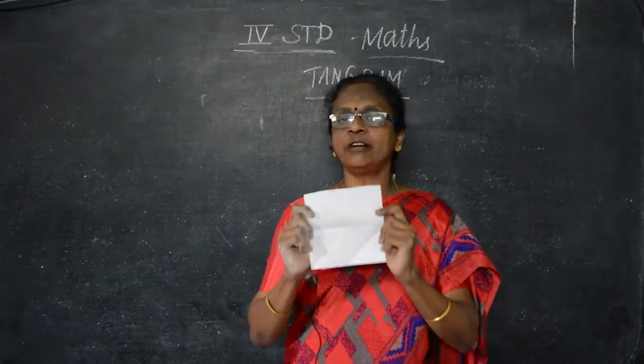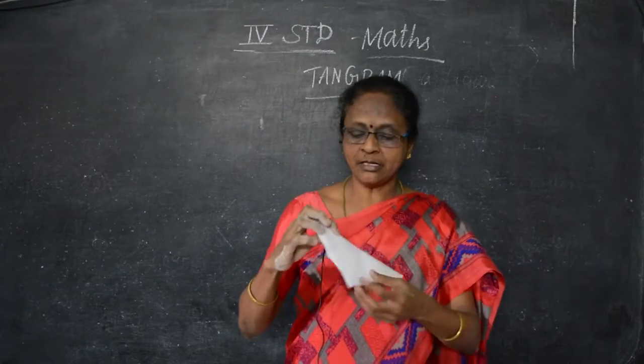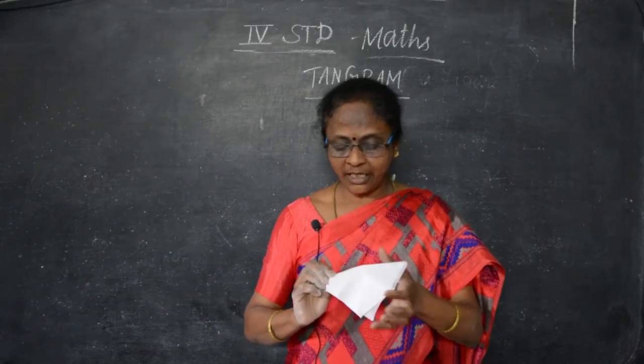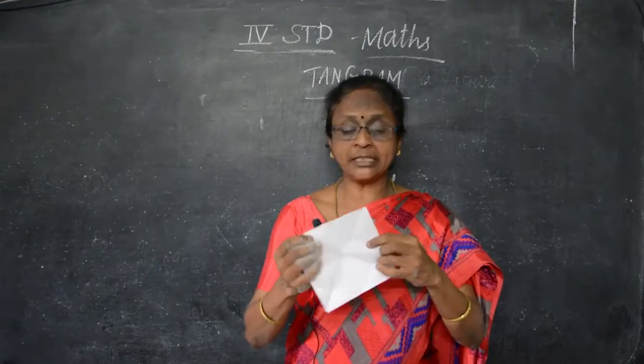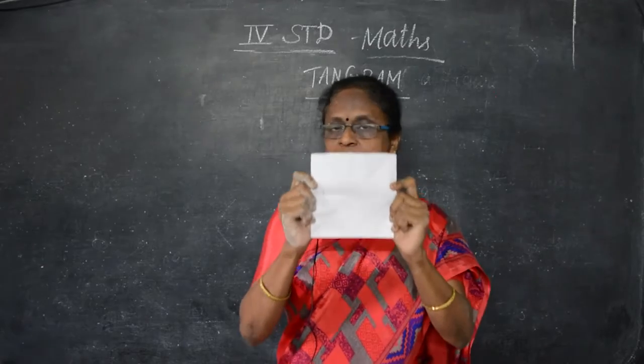So this is the 5 pieces of a tangram. First you fold the paper like this and then the 2 diagonals. Then when you join the diagonals with a half fold, if you try it the same way, you will get 5 pieces.